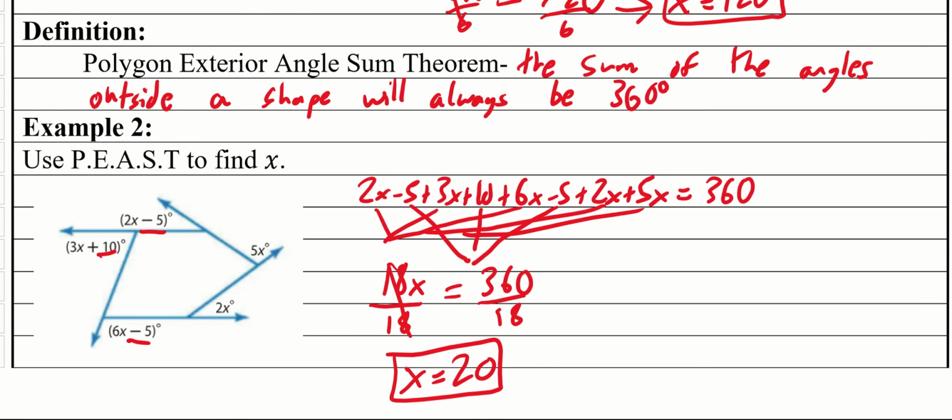Okay, so those are the two things that we need to know how to do for today. Do I know how to add up all the angles inside a shape? Doesn't matter if it's a triangle, 4-sided, 5-sided, so on and so forth. And do I know how to find that sum? And then on the outside, do I know how to make sure that they all add up to 360 and then be able to solve from there?